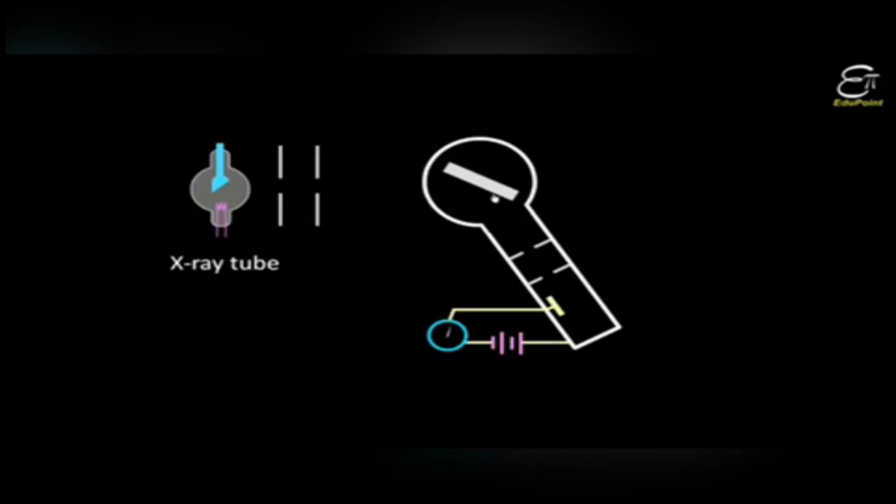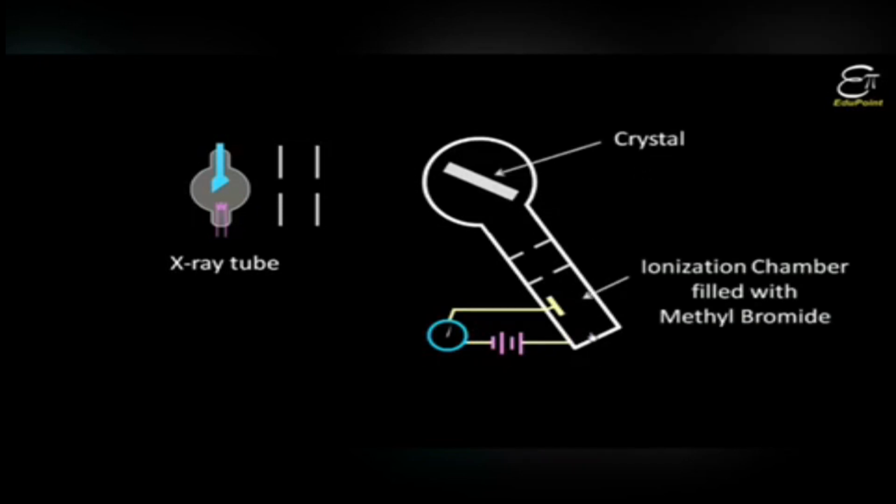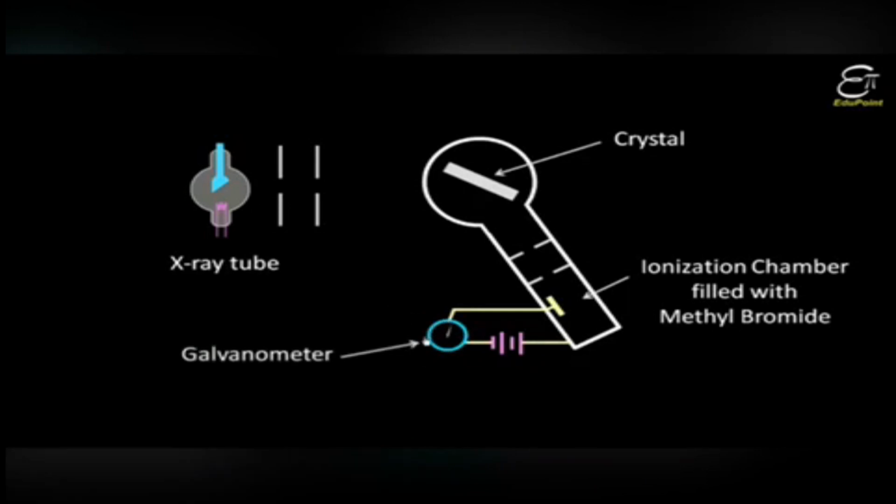X-rays from an X-ray tube limited by two narrow lead slits S1 and S2 are allowed to fall upon the crystal C. The crystal is mounted on the circular table which can rotate about a vertical axis, and its position can be determined by the vernier V. The ionization chamber is connected to an electrometer to measure the ionization current. Hence, we can measure the intensity of the diffracted beam of X-rays diffracted in the direction of the ionization chamber.